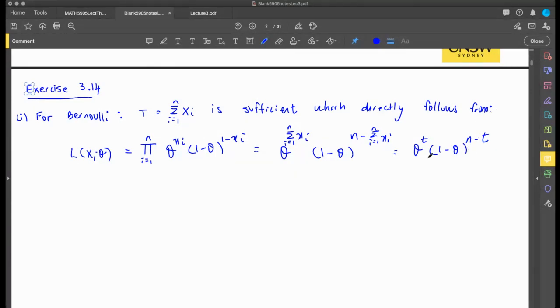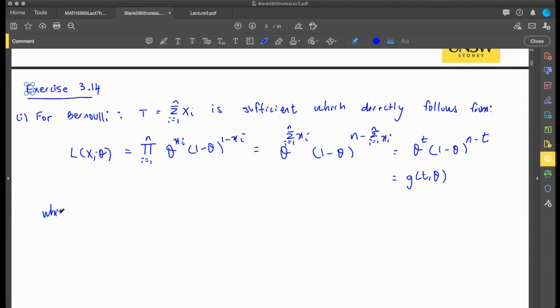Okay, and you can see this expression, theta, only depends on my sample through t. So this whole function is my g_t of theta, essentially. h of x can be set to be 1 in this case. Wherever we have a theta, it only depends on t. So theta only depends on my sample through t, and so t must be sufficient for theta in this example, and we define t to be the sum of the x_i's.